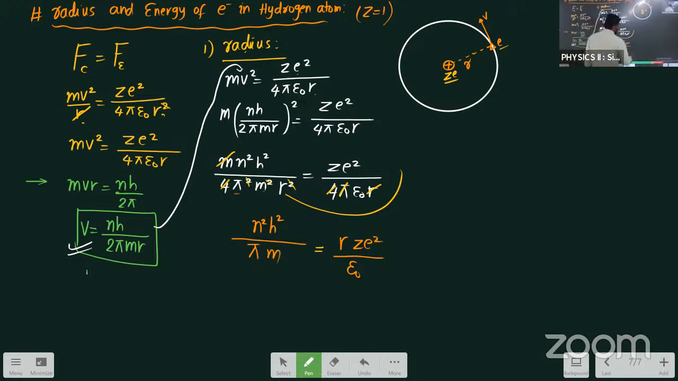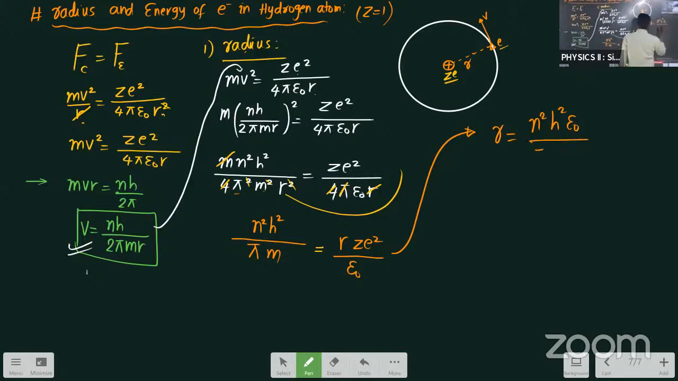So what is our final equation? From here I can write my final equation. What are you supposed to determine? You are supposed to determine the radius. So r is here. Our radius equation will become r equals, epsilon naught will go to the left hand side numerator, so this will become n square h square epsilon naught divided by, this ZE square will go to the downward region, so this will become pi Z m e square.